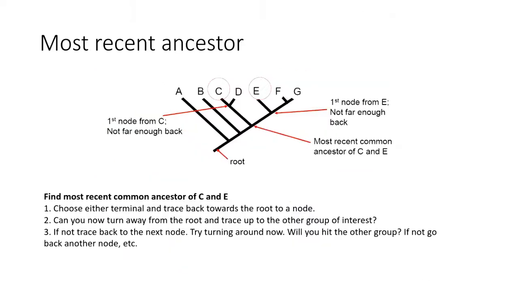All right, so this is just a repetition of what I just explained, how to find the most recent common ancestor for C and E, right? I want the most recent ancestor for C and E. I'm traveling to the root from C and E. Here is the node where they have a common ancestor.